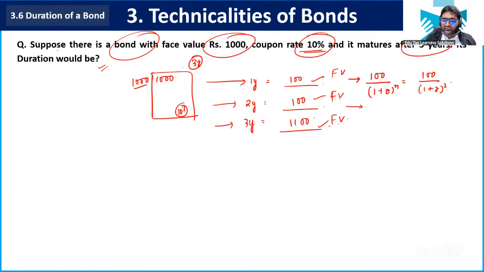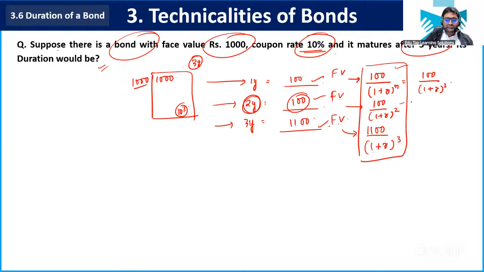Similarly, how can I calculate the present value of this future cash flow? 100 by 1 plus r, this is after 2 years, so power 2, isn't it? I can write it like that. Similarly, this I can write as 1100 by 1 plus r whole to the power of 3. Okay, I can write it like that. So I will get the present values of all of these future cash flows.